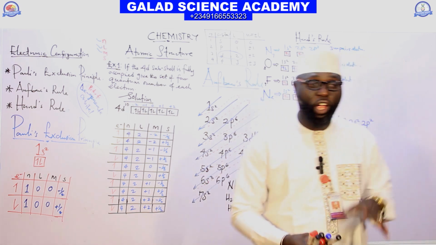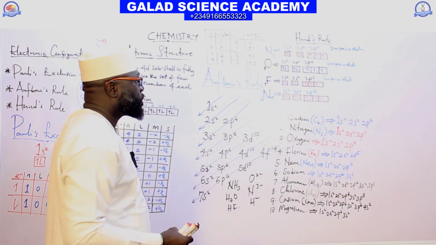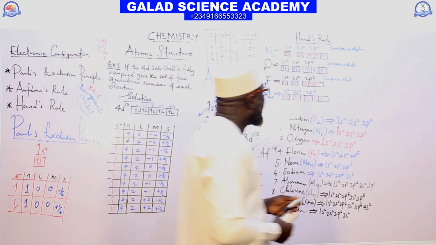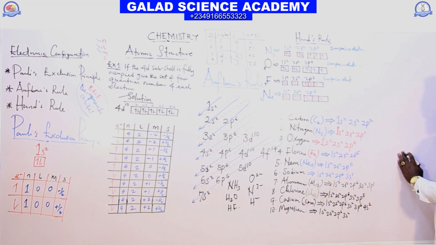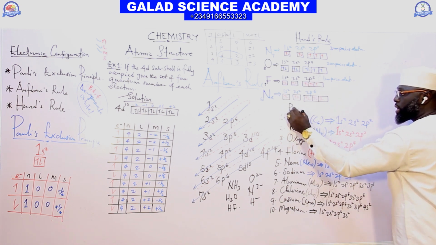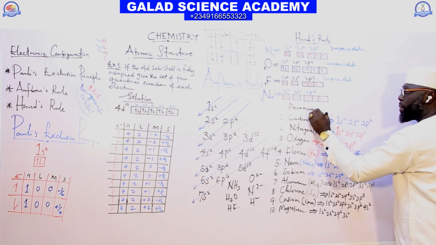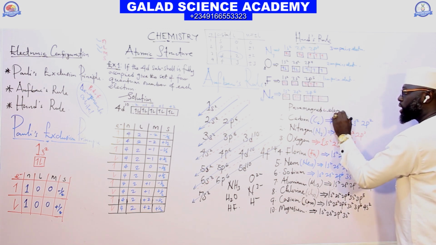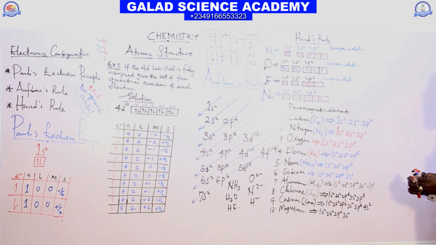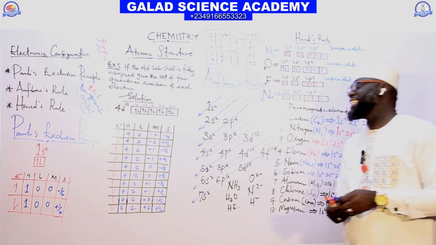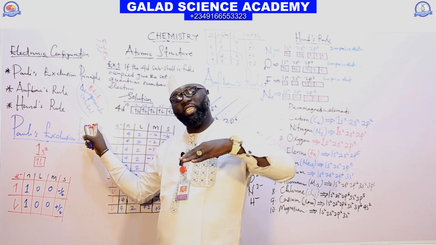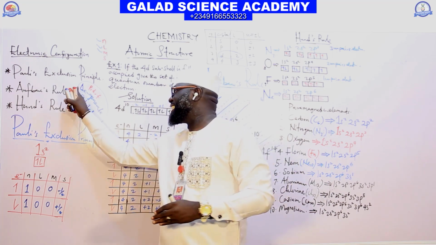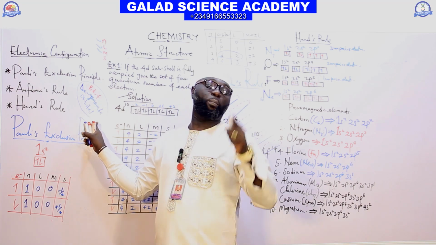The second application of Aufbau's principle is that you can use it to determine paramagnetic elements. What is a paramagnetic element? Any element whose electrons partially fill the degenerate orbitals is called a paramagnetic element.